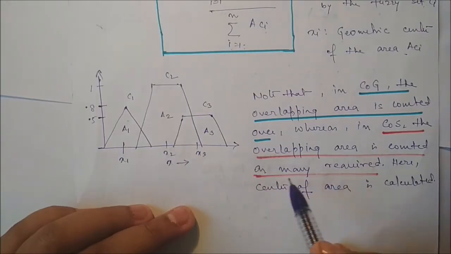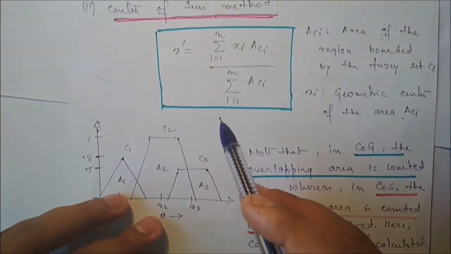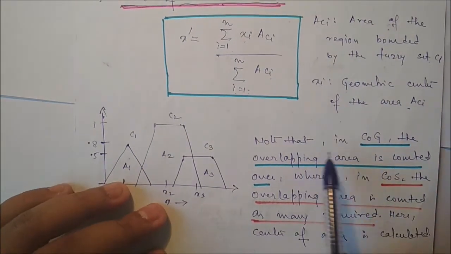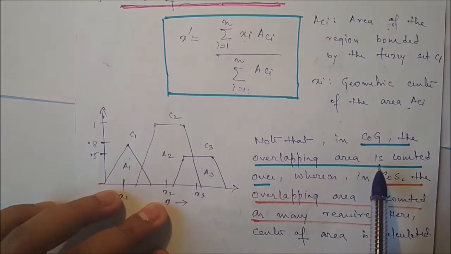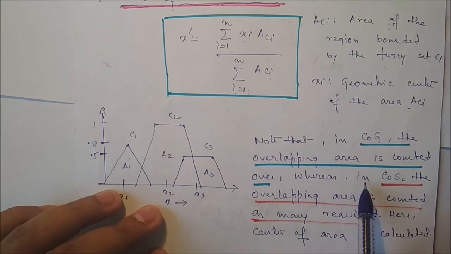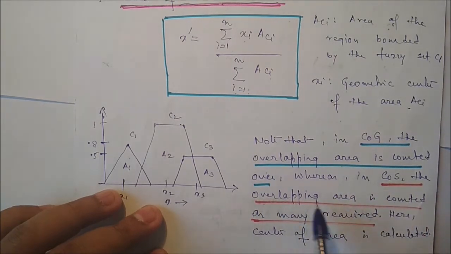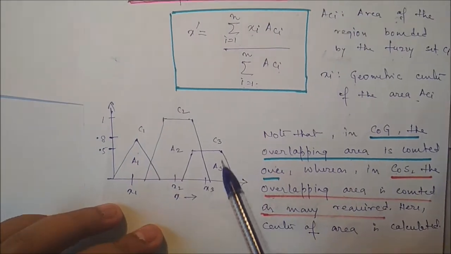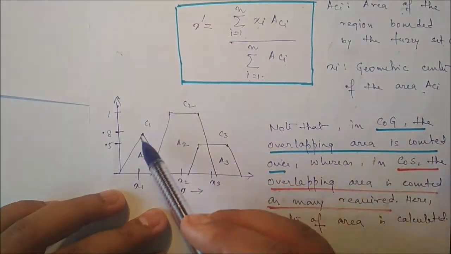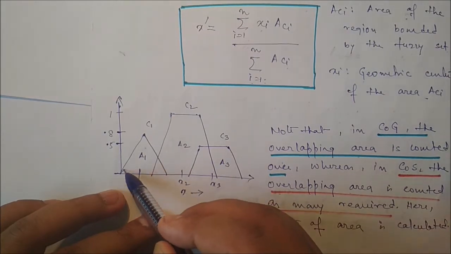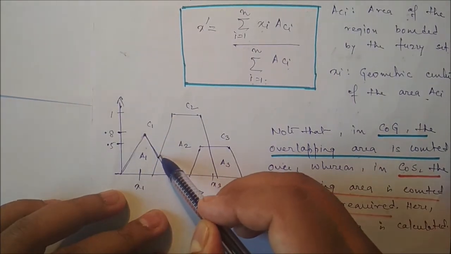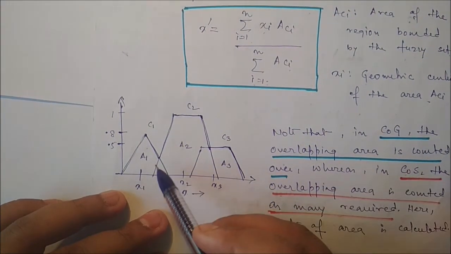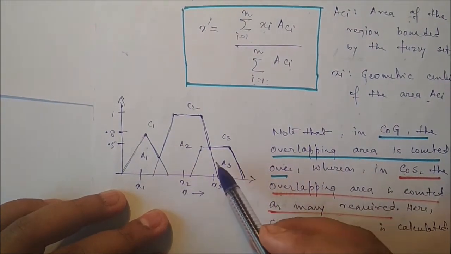Now what is the difference between the center of sum method and the center of gravity method? Note that in the center of gravity method the overlapping area is counted once, whereas in the center of sum method the overlapping area is counted as many times as required. Here the center of area is calculated. Now if it is the center of gravity method, we have to consider only this part. The overlapping part we have to consider only once.